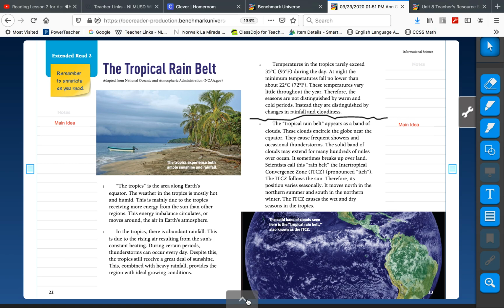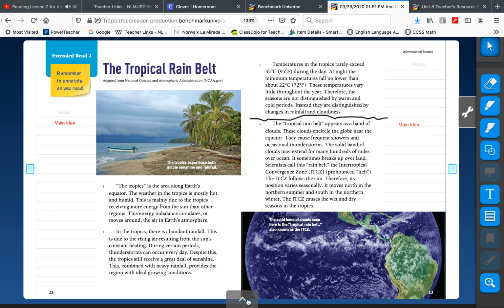This is reading lesson 1 for April 7th, 2020. You will need your weather magazine, a pencil, and an eraser. Please turn to page 22.